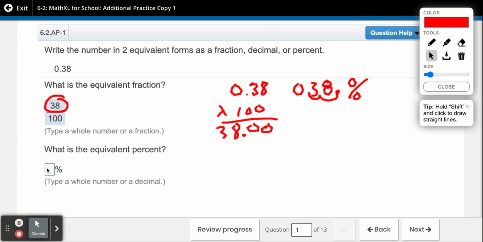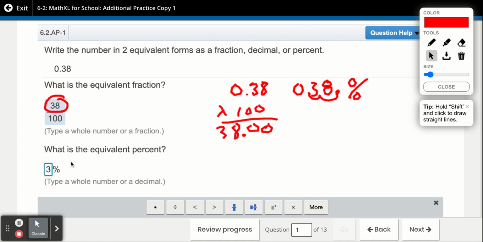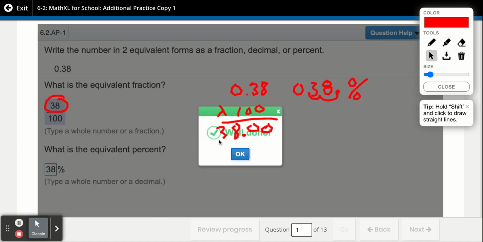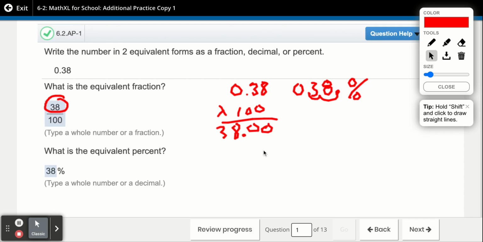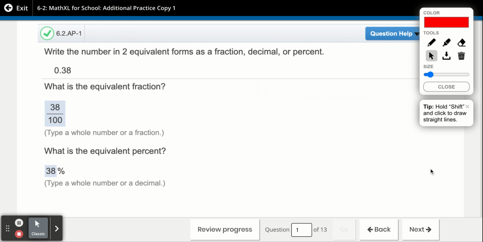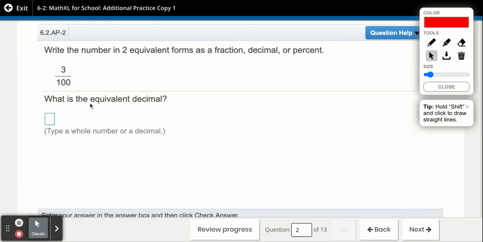If you're going straight from the decimal to percent, I find this can be easier, but if you have the fraction in front of you, especially a fraction where the denominator is 100, you just read that top value. So this is going to be 38%. We check our answer, and we're doing great, right? So some strategies are easier than others to use. It just depends on the situation that you're in. Moving on to our next problem.